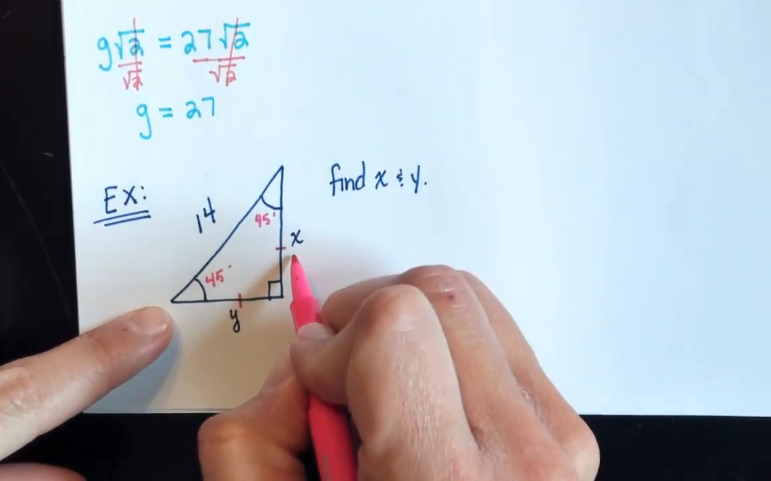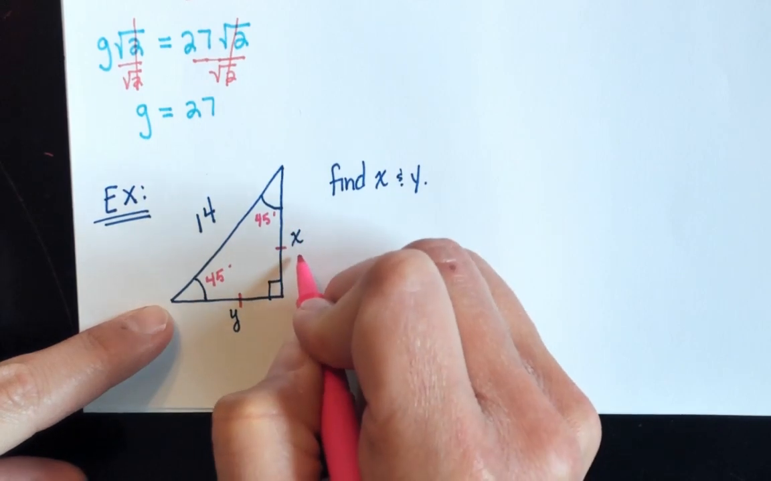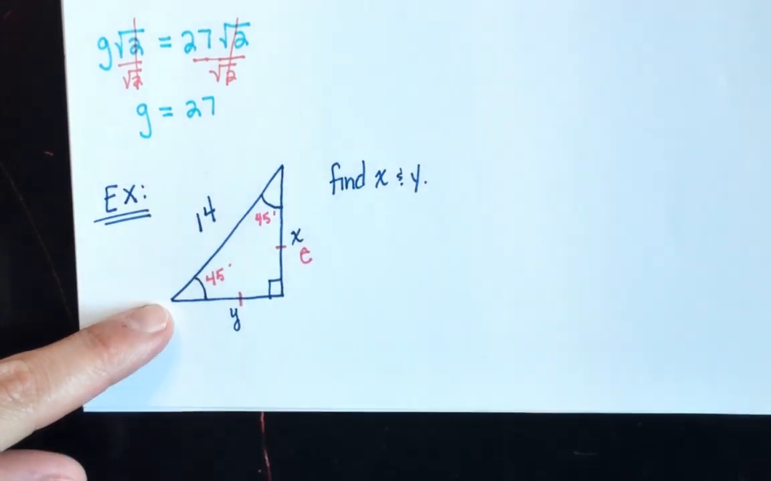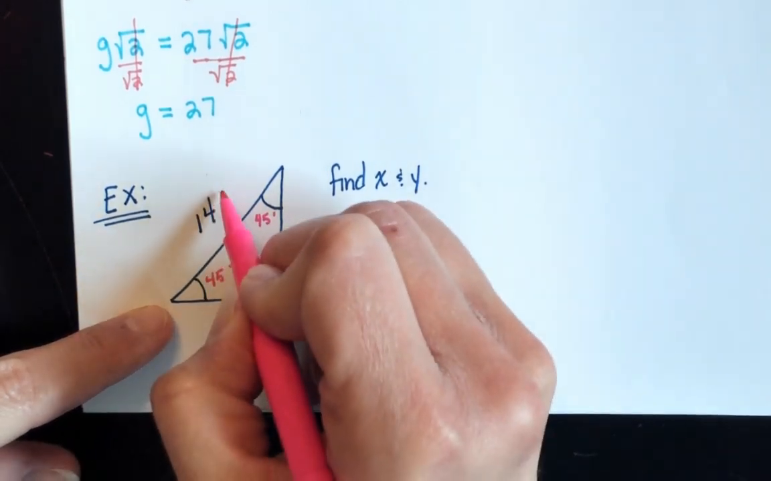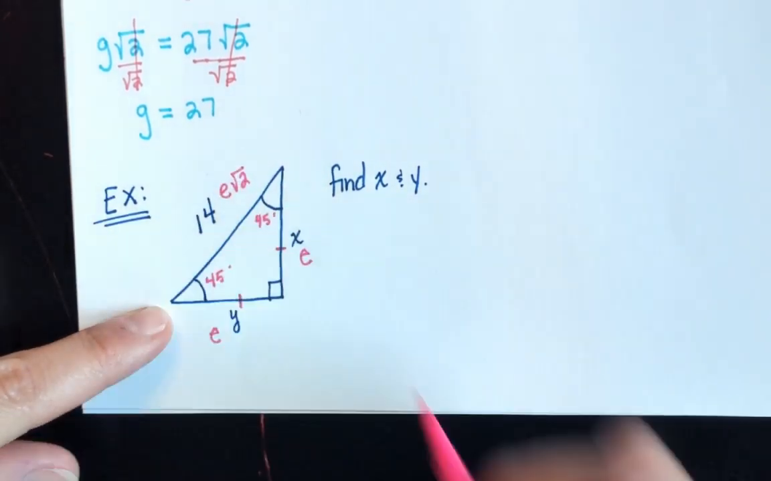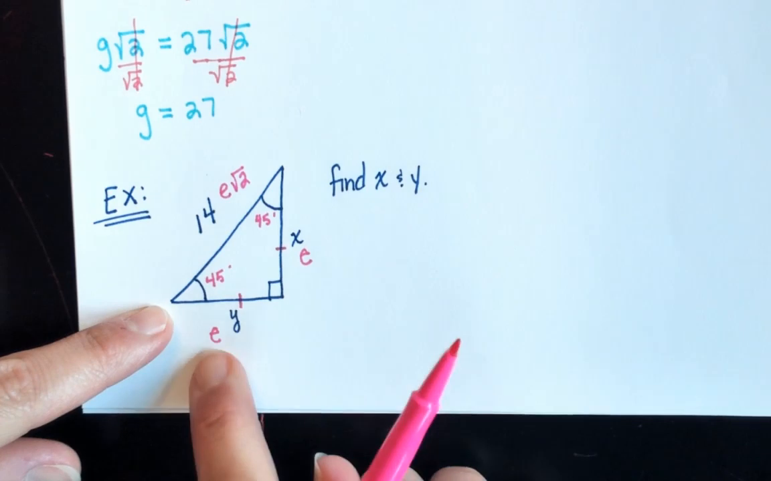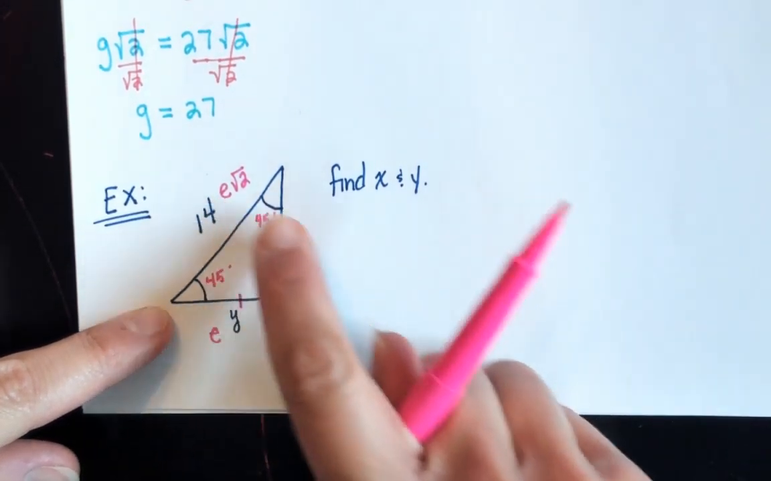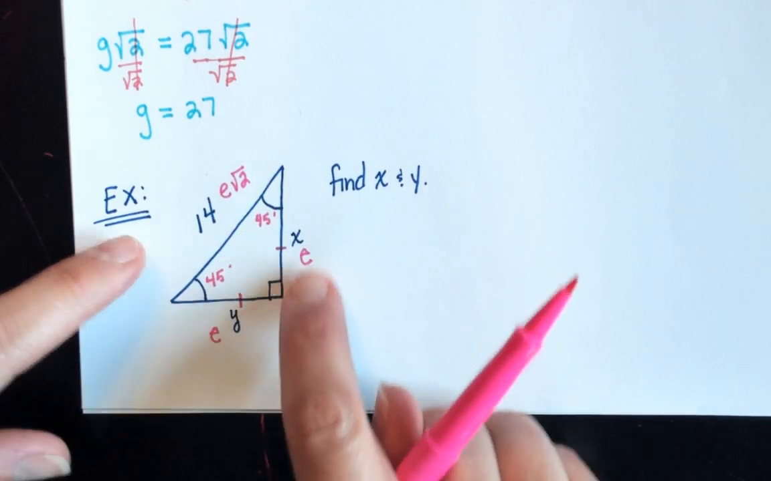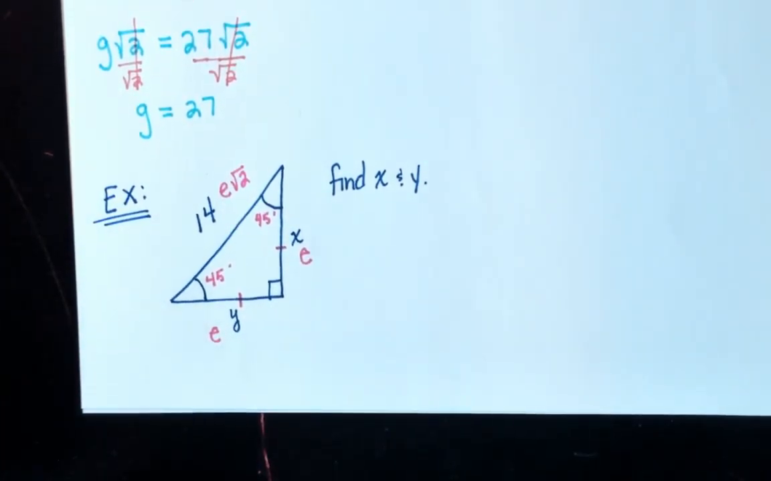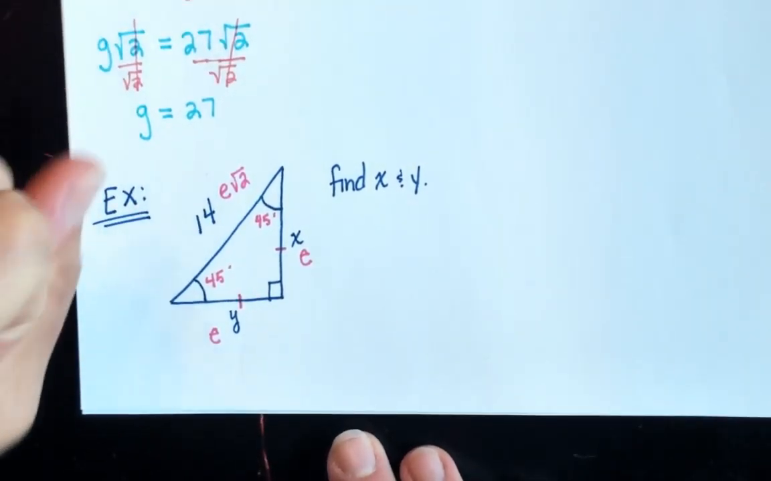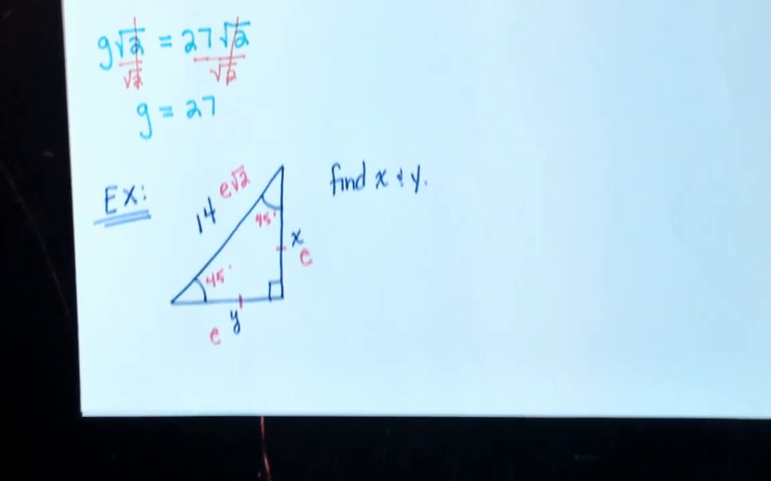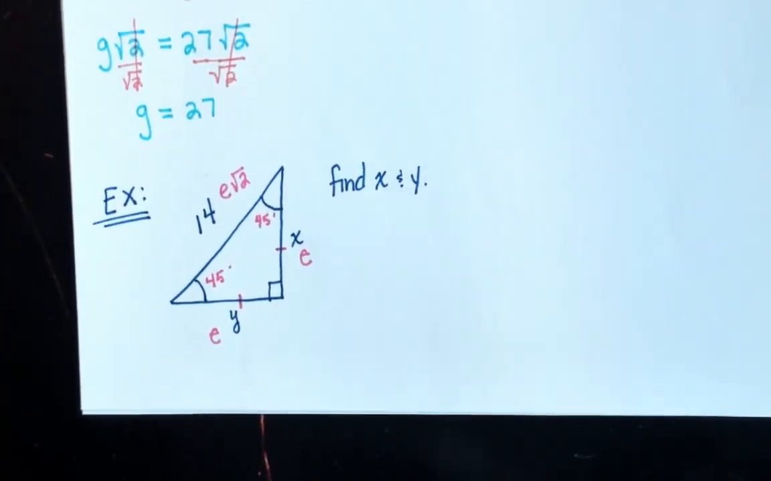Opposite our 45, let's do e. Opposite our 45, e. Opposite our 90, e radical 2. So notice again, it's 1, 1, radical 2. So it's a 1 to 1 to radical 2. The letters don't matter. It's where we put the numbers. So a, and a radical 2. Up here was g, and g radical 2. e, and e radical 2. It's all about how many are on each side.